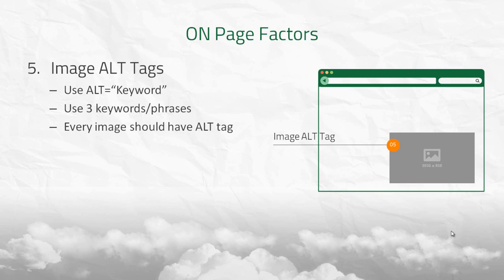Now, every image on your site should have an alternative tag. If it doesn't, start going through and checking all your images to make sure it does. If you need help with it, you're welcome to call our support team. They're there to help you out whenever you need assistance.